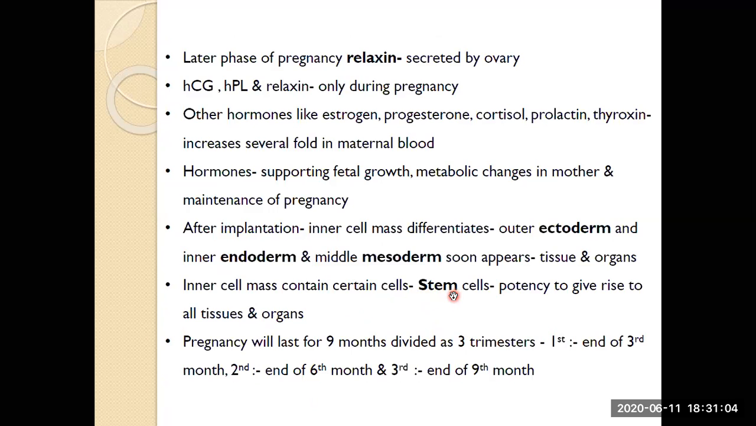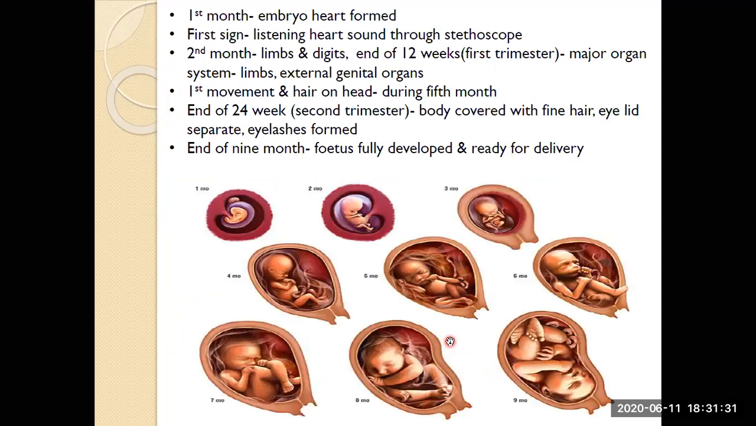Now the gestation period in the human female is 9 months, and these 9 months are divided into three trimesters. First, the end of the third month; second, the end of the 6th month; and the third trimester is the end of 9 months. So this is known as the gestation period, approximately 9 months in human females. And this is how the development of the child, or we can say the fetus, takes place.